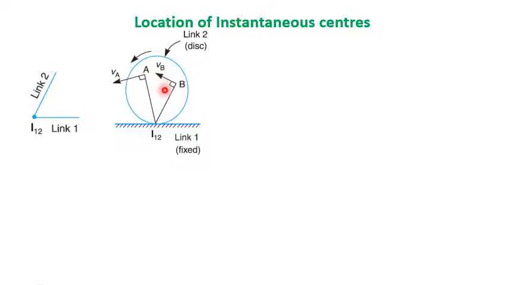So in this case, the instantaneous center lies on the point of contact. This is the point of contact for link 2 and this fixed link. Therefore, its instantaneous center lies at the point of contact, I12, that is the instantaneous center of links 1 and 2.